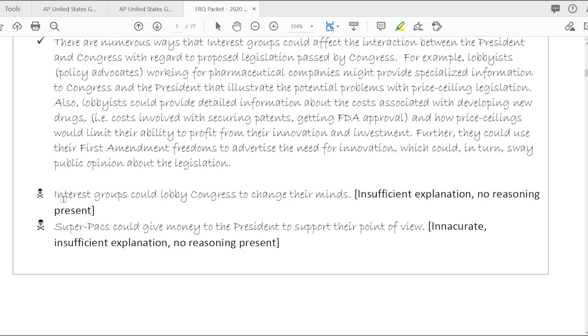This one is: interest groups could lobby Congress to change their minds. Insufficient explanation, no reasoning. In other words, you don't have a second sentence or paragraph explaining what lobbying is. You can't just throw words like that onto your response. You have to demonstrate that you know what those words mean.